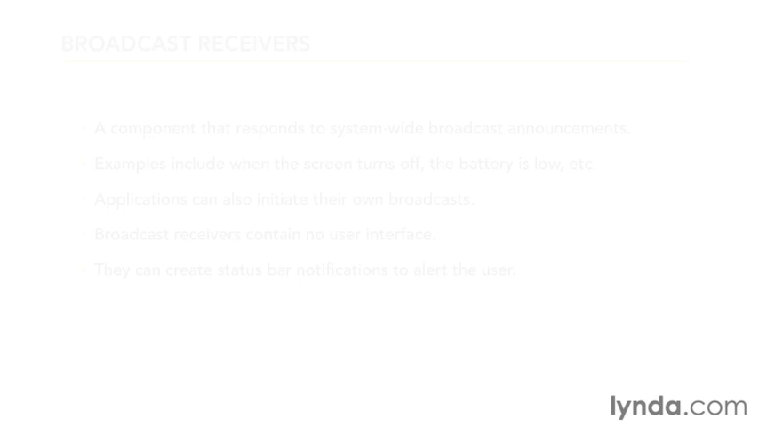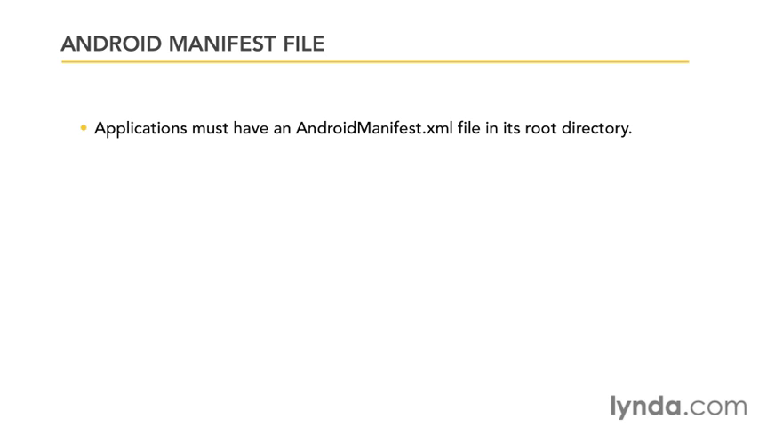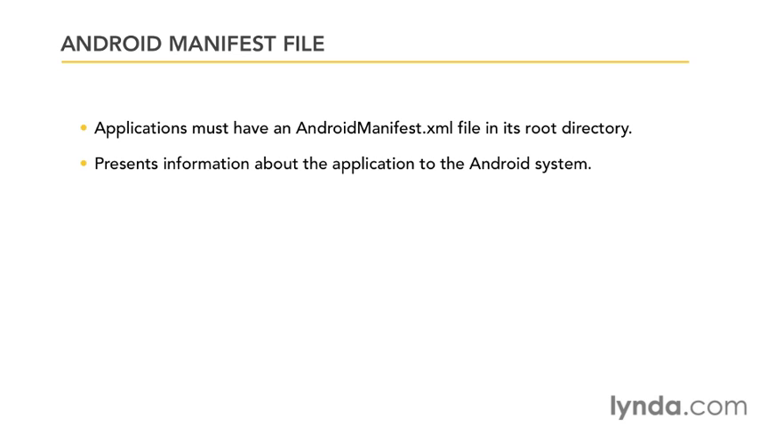So the last piece here is the Android manifest file. All applications must have an Android manifest file exactly named AndroidManifest.xml, and it has to be in the application's root directory. The purpose of this file is to give the Android system information about your application. It describes the components that you're using in your application, those things that we just talked about: activities, services, content providers.